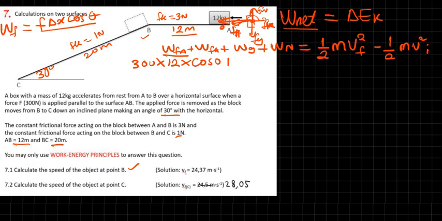Now plus the work done by the friction. The friction is 3, and the displacement is 12, multiplied by the cos of 180 because the friction goes in the opposite direction.